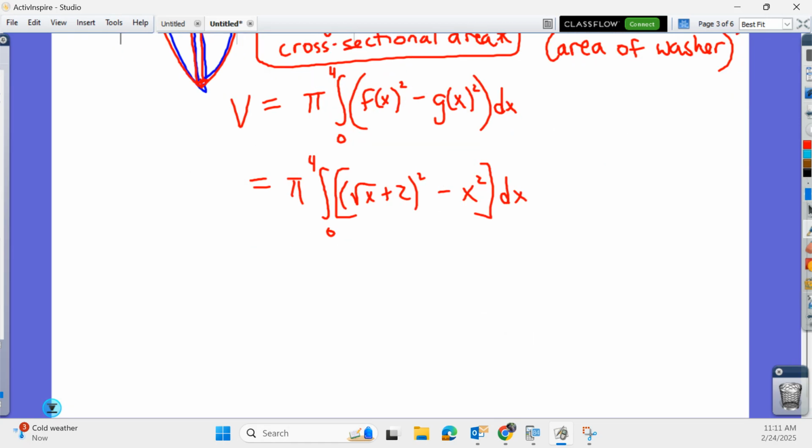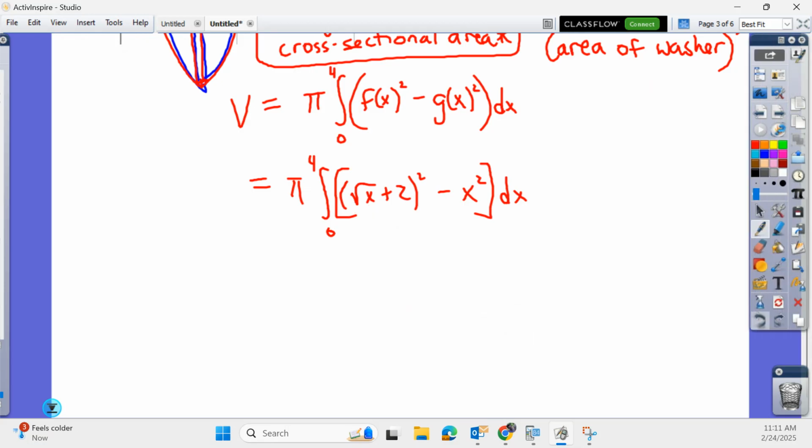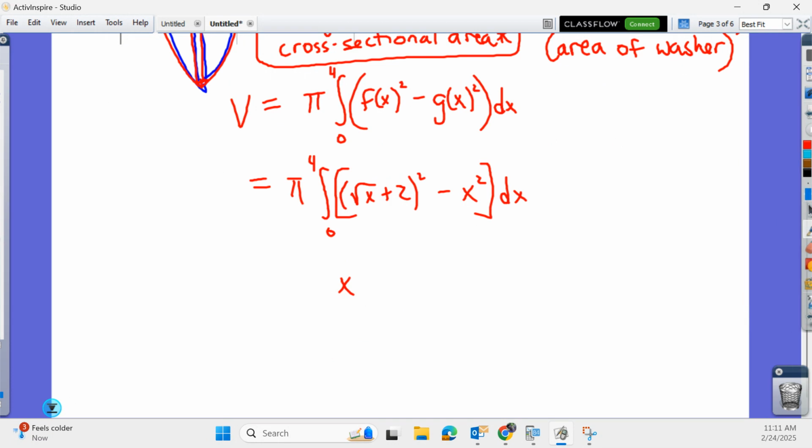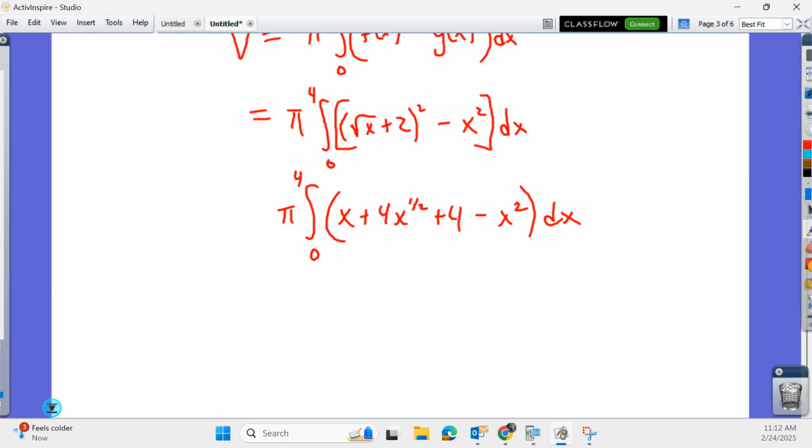Square root of x, that's x to the 1/2. When you square this out, we're going to get the square root of x squared, which is just x, plus 2 times square root of x plus 2 times square root of x. So that's plus 4 times square root of x, which is x to the 1/2, and then plus 4, right, if you square out that binomial. And then we have minus x squared still. So this is all just the integrand, the part that we are integrating, still from 0 to 4 dx. And nothing too special here. We don't have to do anything fancy. We're just going to do the power rule all the way through.